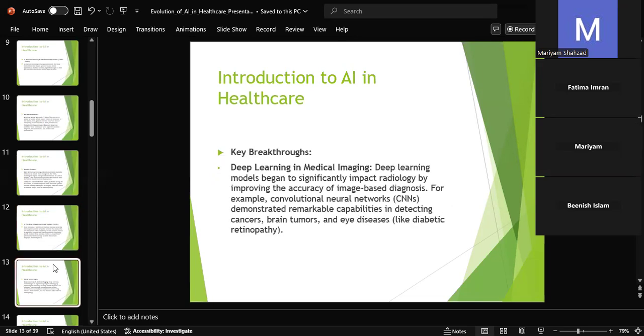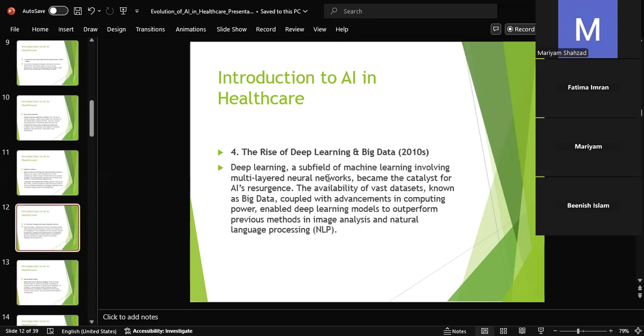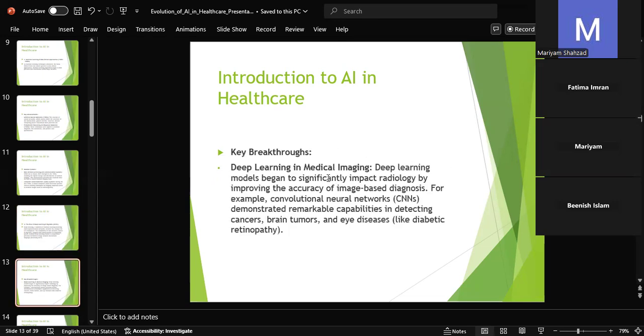Okay, so key breakthroughs for the rise of deep learning and big data. We have deep learning in medical imaging. So how did deep learning benefit machine learning? It actually began to significantly impact radiology by improving the accuracy of image based diagnosis.